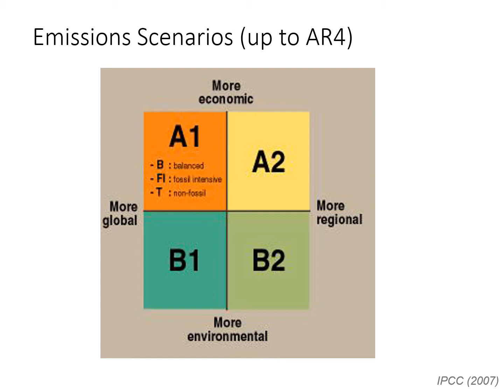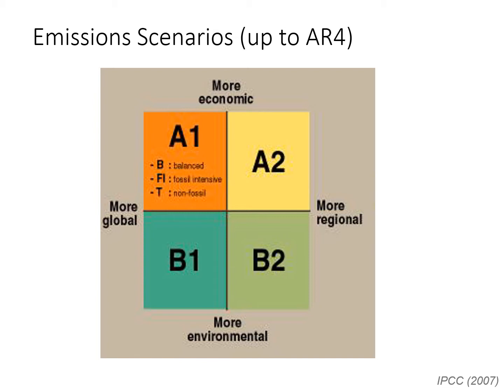Up to the IPCC Assessment Report 4, scenarios were based on human behavior. This figure summarizes 4 of the scenarios. Here the y-axis represents an economic versus an environmental focus, and the x-axis a global versus a regional focus. To illustrate what this diagram really means, let's consider 2 countries, the United States versus Norway.